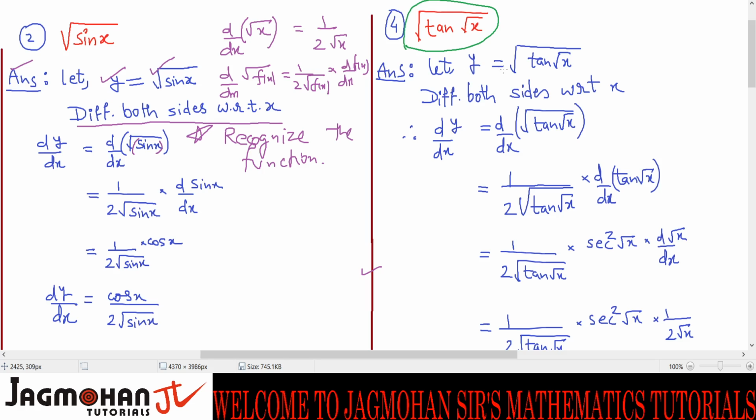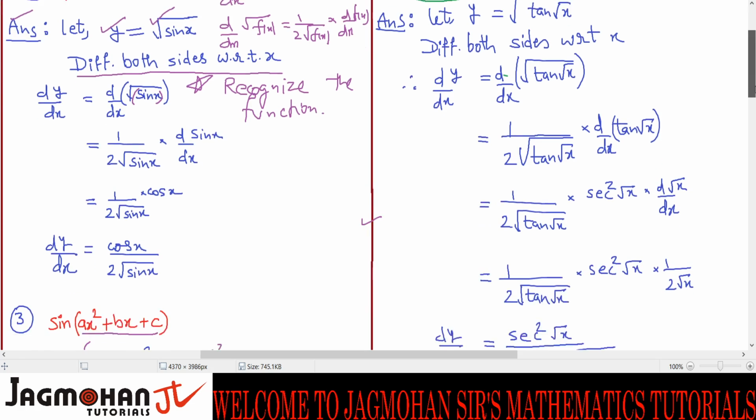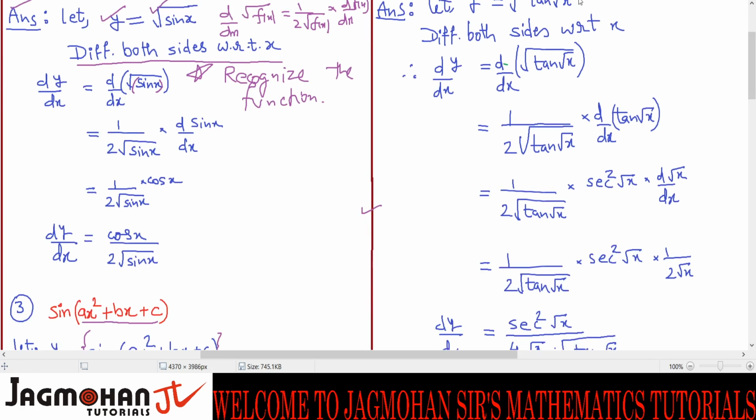So the first step: y is equal to square root of tan of root x, differentiating both sides with respect to x. So d by dx of LHS and d by dx of RHS, which is the square root of tan of root x. Then once again, same thing, you all know what I'm going to write. Recognize the function. So what is the function here, dear students? It is d by dx of root f of x, so 1 upon 2 root f of x into d by dx of f of x.